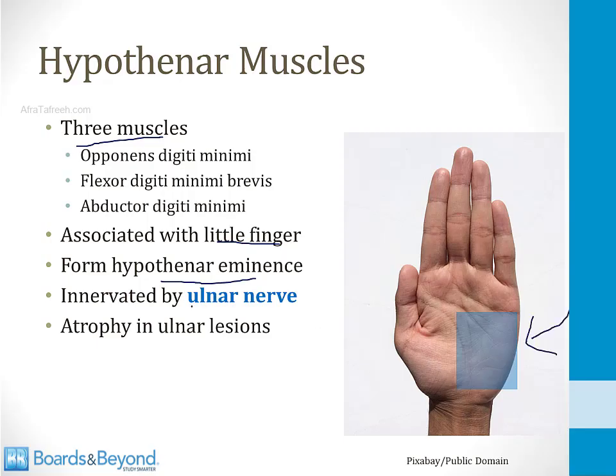And they are innervated by the ulnar nerve, which should make sense to you because they're on the little finger side of the hand, and they will atrophy in ulnar nerve lesions.